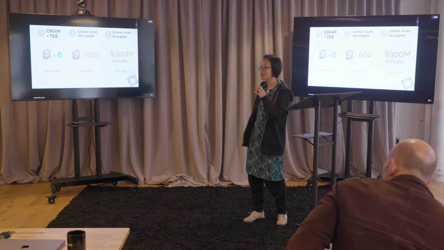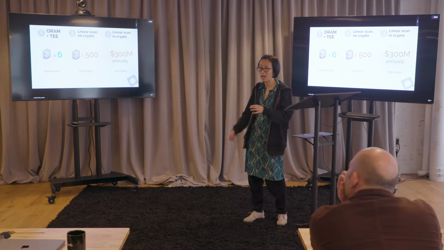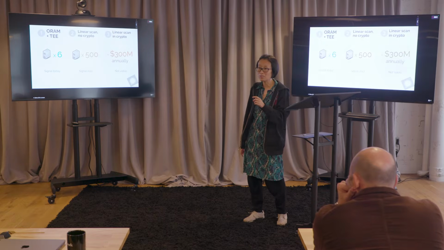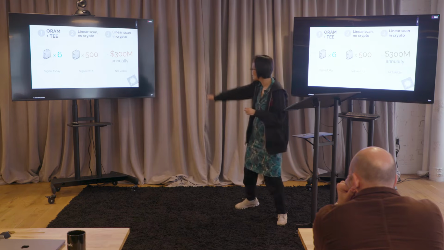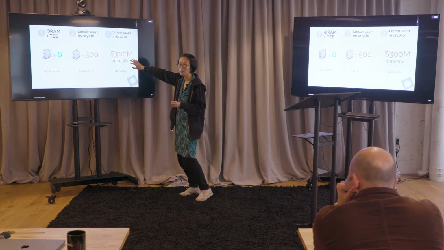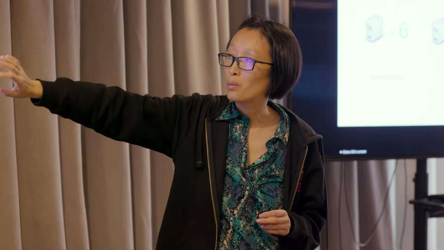Signal also looked into performing a linear scan wrapped in crypto, like using classical PIR schemes, and they estimated the computing bill to be $300 million USD per year. I think there's an interesting lesson here, because latency is not the only metric you care about. These classical PIR schemes are trivial to parallelize, so you can parallelize the latency away, but you cannot parallelize the computing bill away.